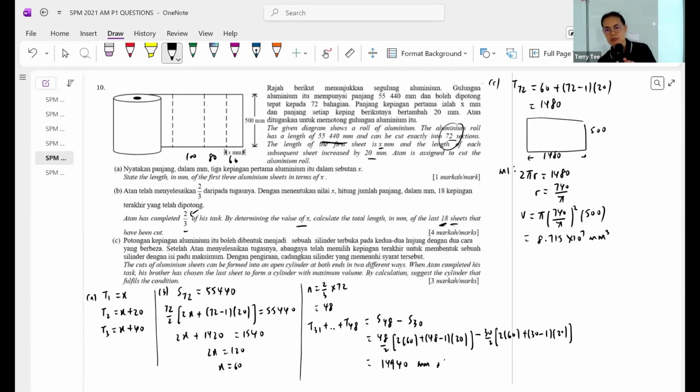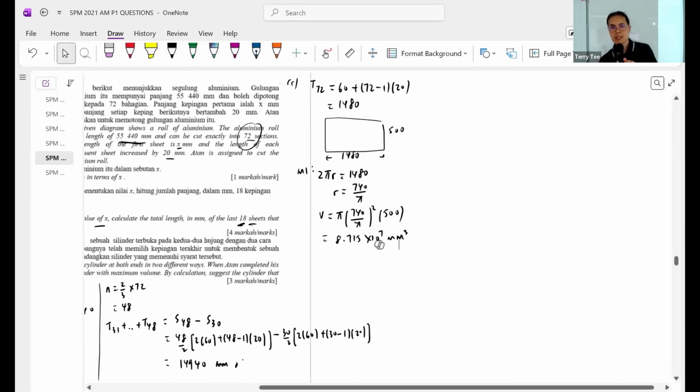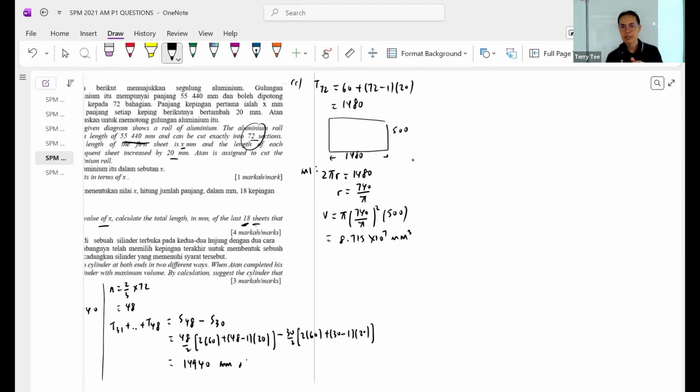Okay, now let me show you method 2, because there are 2 methods to get the maximum. Let me continue here. So now the first one, we roll it this way. Second one, we roll it this direction. So method 2, 2 pi r equals 500. What's your r? 250 divided by pi.